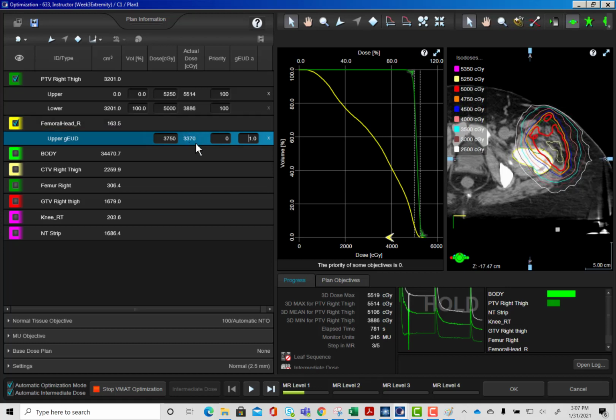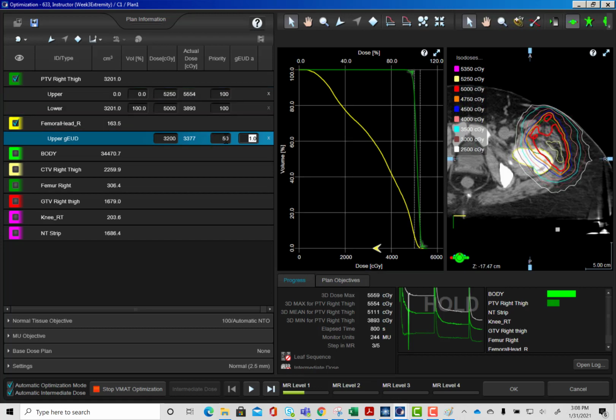Right here it tells you the actual dose of any constraint you add. So the actual mean dose right now is 3375. I'm just going to slowly try to walk that down. So 3,200. Targets, I always start at 100. OARs, I always start at 50.